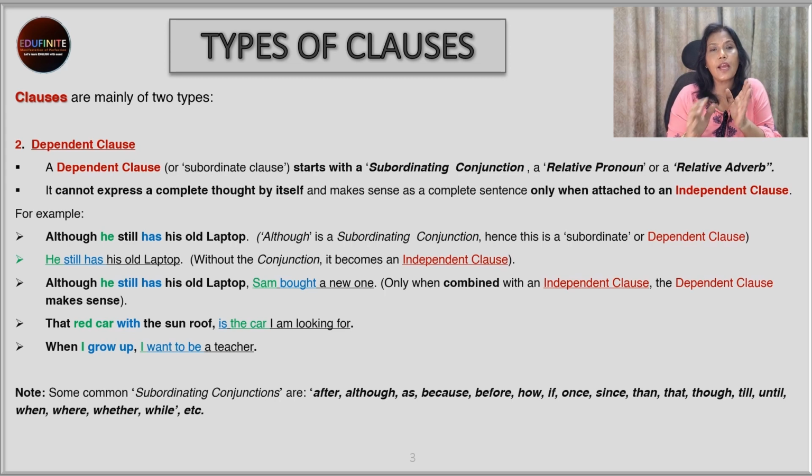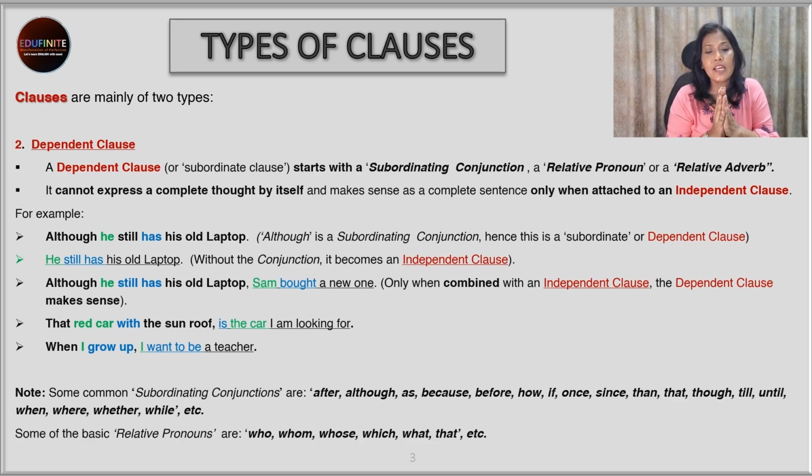Now, what we have to note, we were saying subordinating conjunction, relative pronoun, and relative adverb. Now, what are these? Subordinating conjunctions are words like after, although, as, because, before, how, if, once, since, then, that, though, till, until, when, where, whether, why, etc. So when we use these as the starting words for the clause, and it has a subject and a verb and gives us a partial meaning, then of course it is a dependent clause.